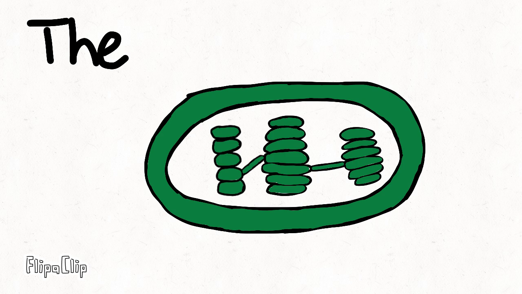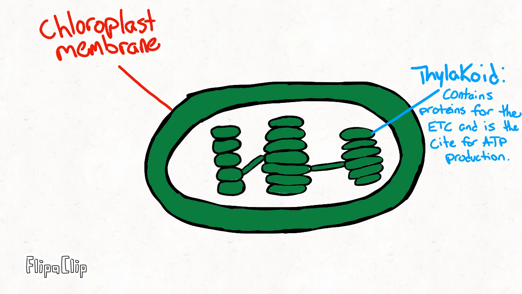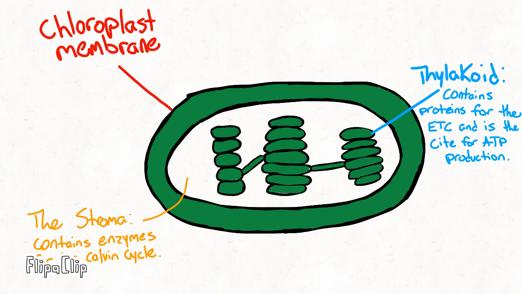The chloroplast is where photosynthesis happens. The thylakoid contains proteins for the ETC and is the site for ATP production. The stroma contains enzymes for the Calvin cycle.